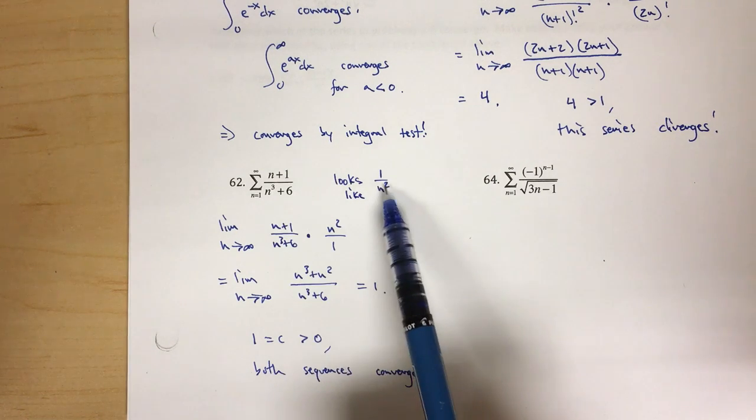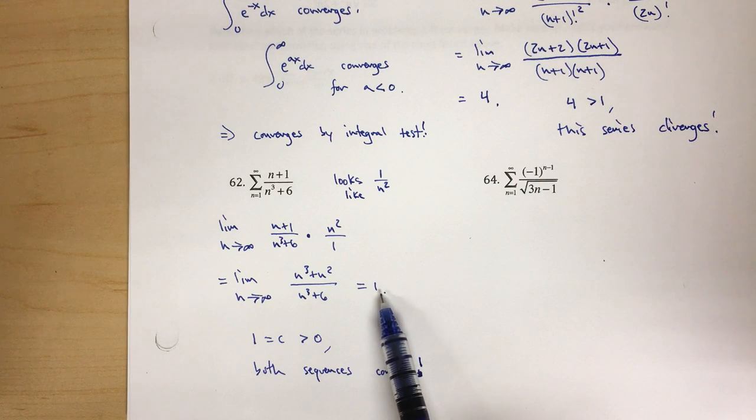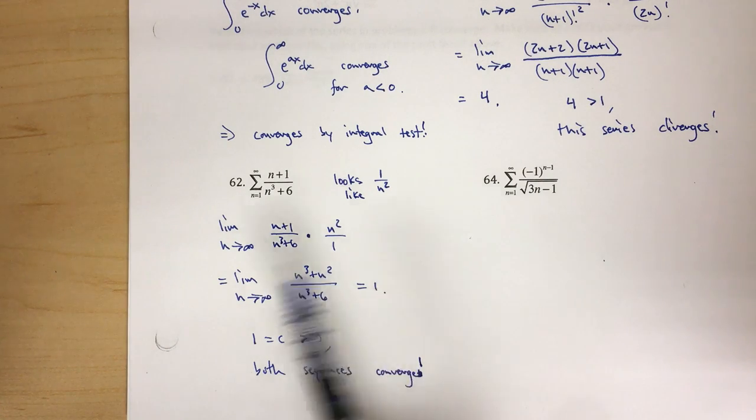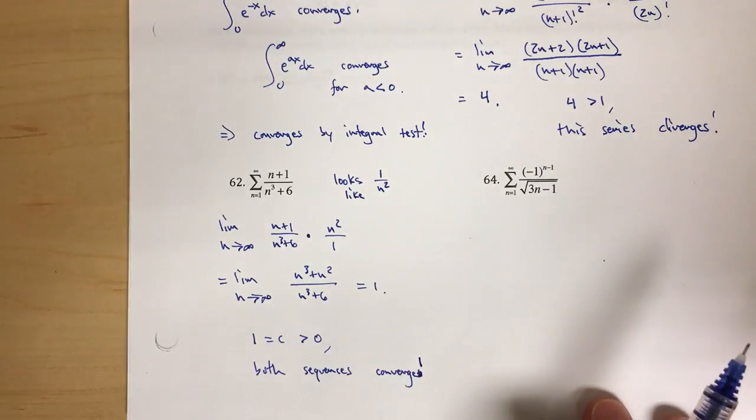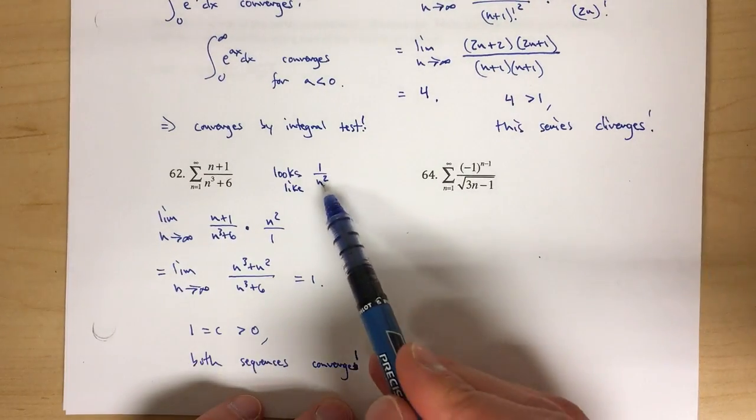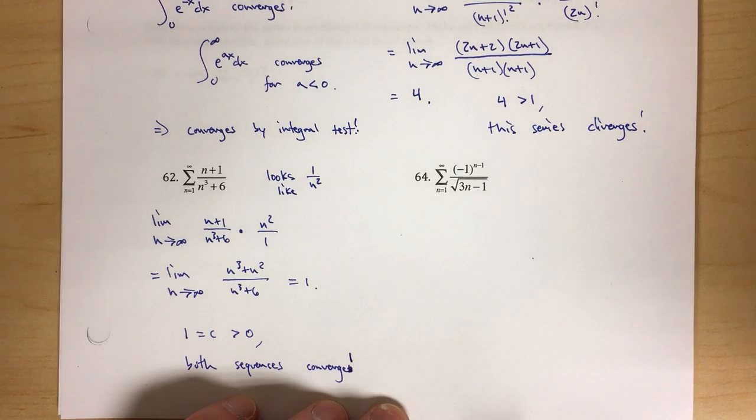So if this had been 1 over n and we got 1 or 2 or whatever, then they would both diverge. So it doesn't matter what you get. This just tells us that they behave the same, and they behave in the way where they both converge because 1 over n squared is convergent.